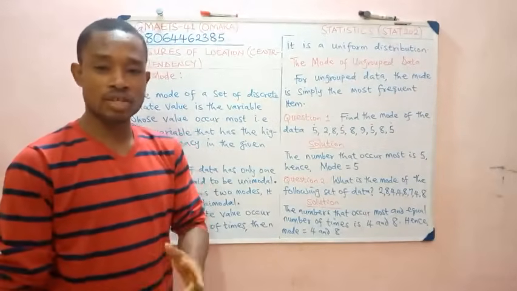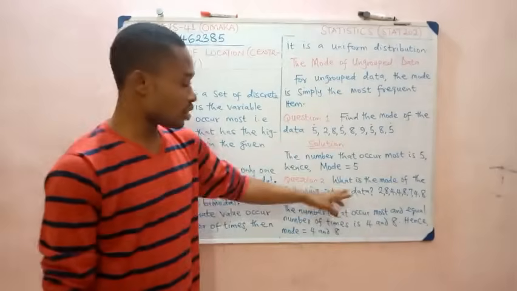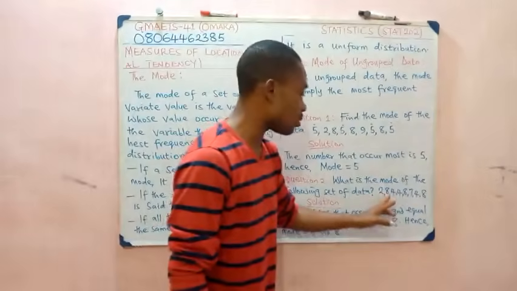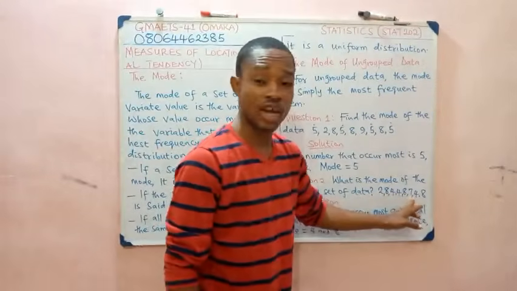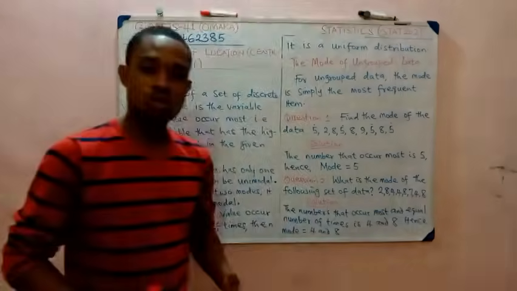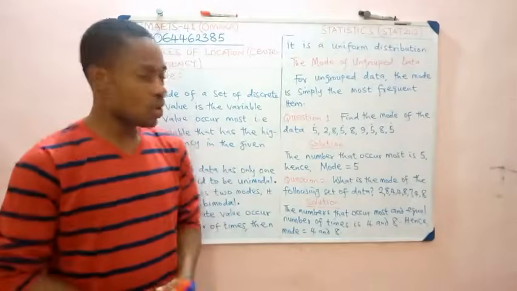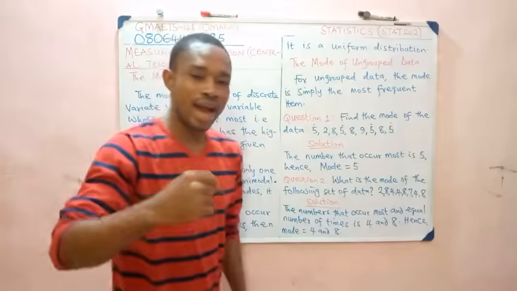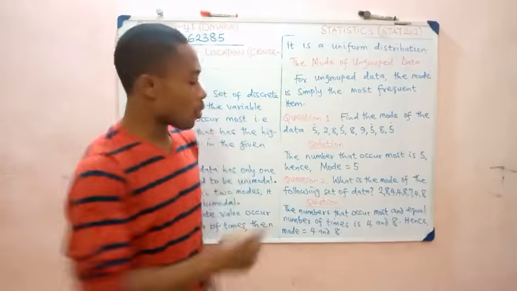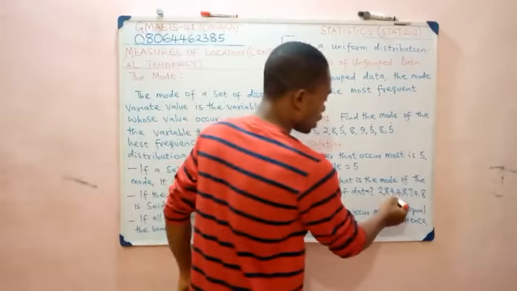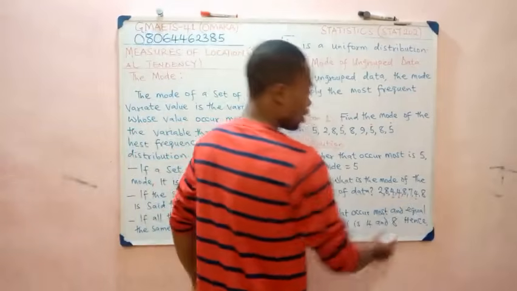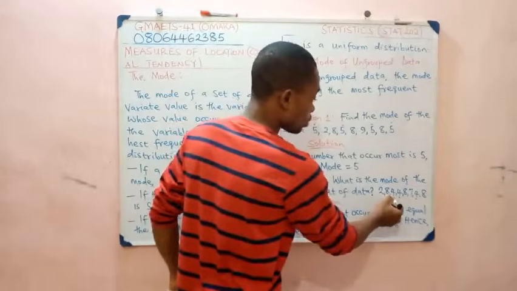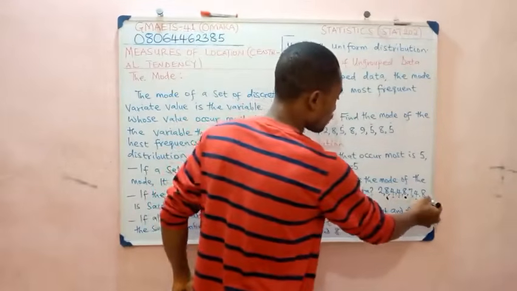This will take us to question number 2. What is the mode of the following set of data? The data we have is 2, 8, 4, 4, 8, 7, 4, 8. What is the mode? Once again, we're going to look at this distribution and check the number that occurs the most. 4 appeared how many times? 1, 2, and 3. Then if you check 8, you will notice that 8 also appeared 3 times: 1, 2, and 3.